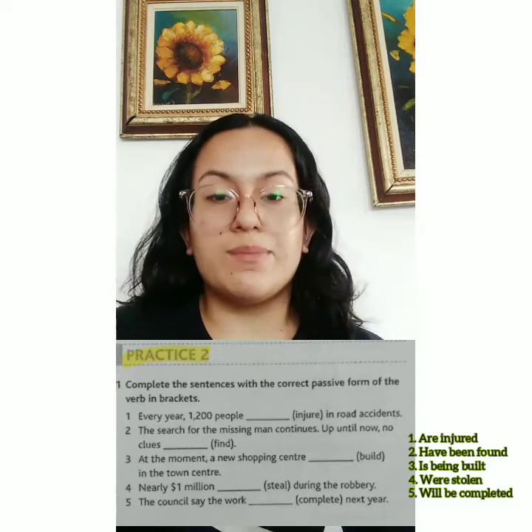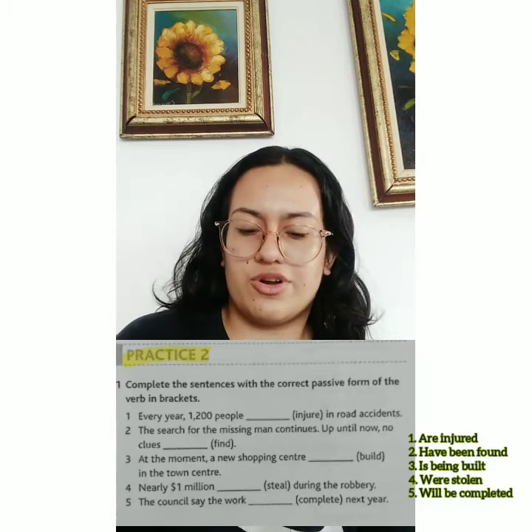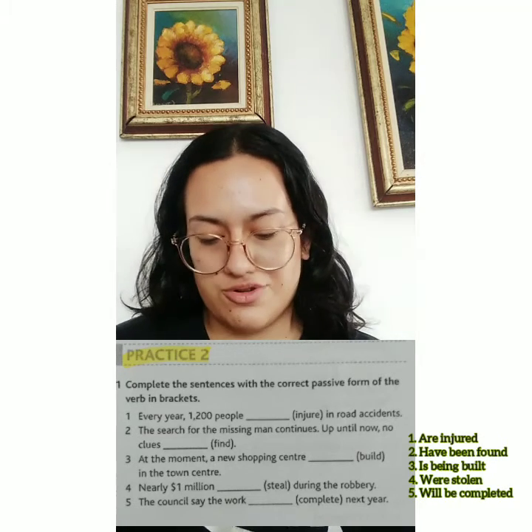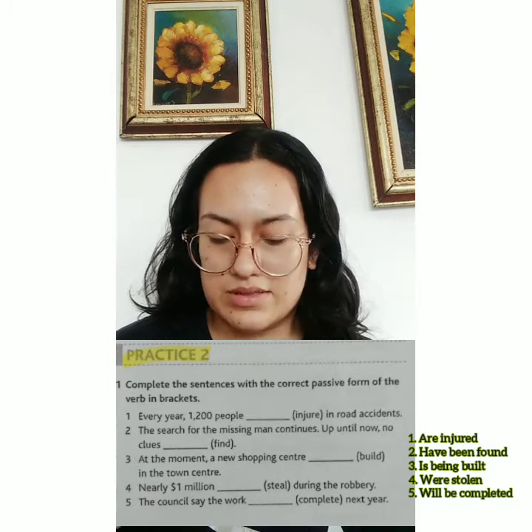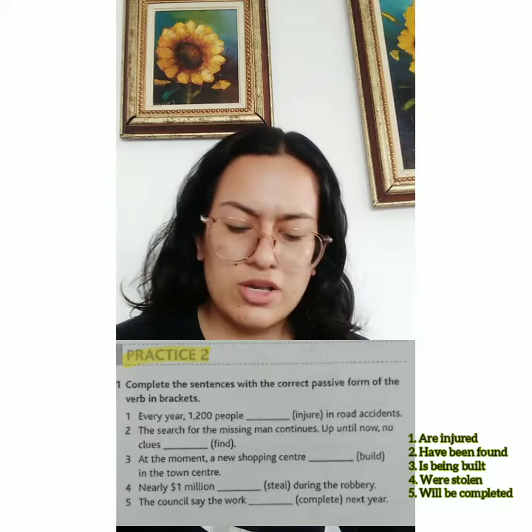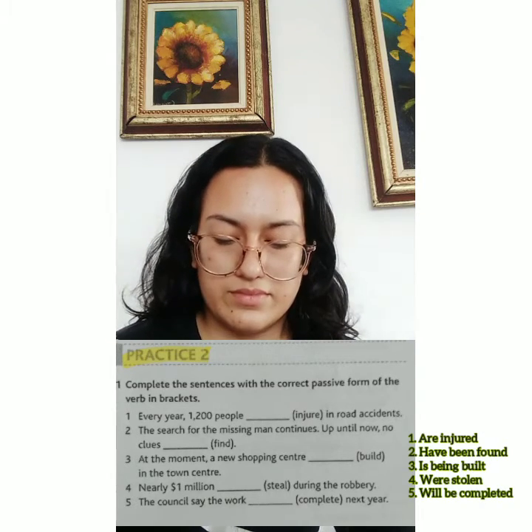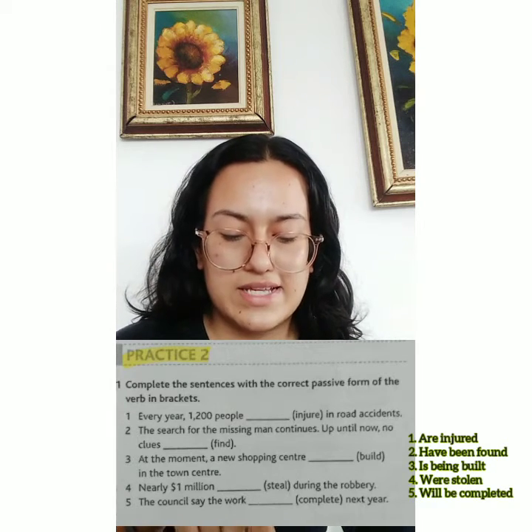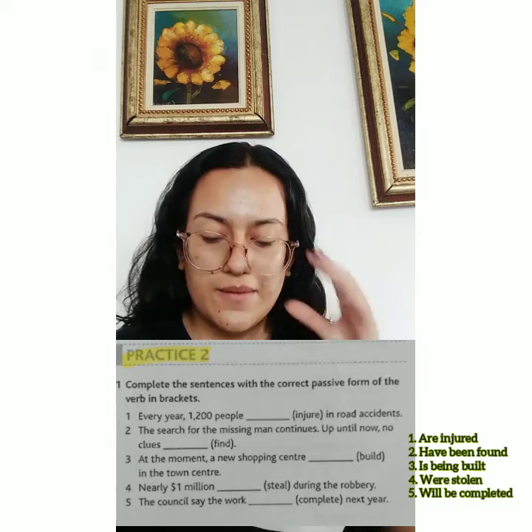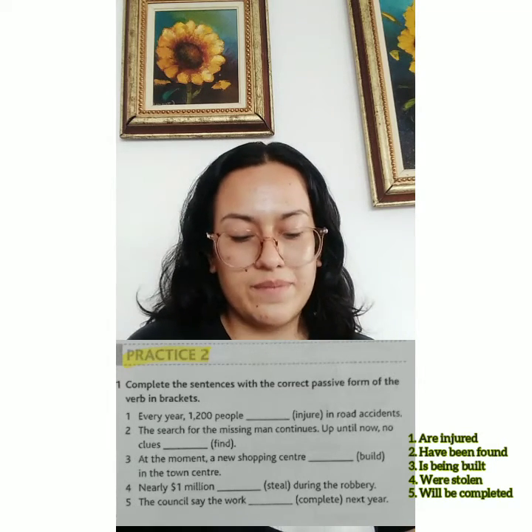The third one, at the moment, we can see that's present continuous. So at the moment, a new shopping center is being built in the town center. In the fourth one, we can see it's past. It's talking about a past situation. Nearly $1 million was stolen during the robbery. And the fifth one, we can see at the end of the sentence, next year. So it's a future tense. We will use will. The council says the work will be completed next year.